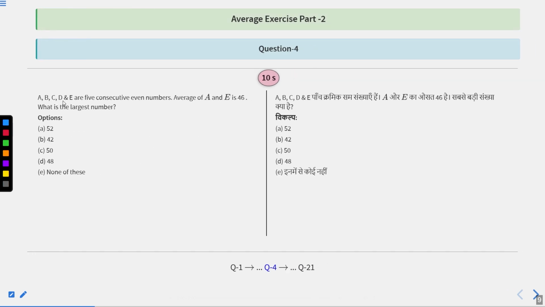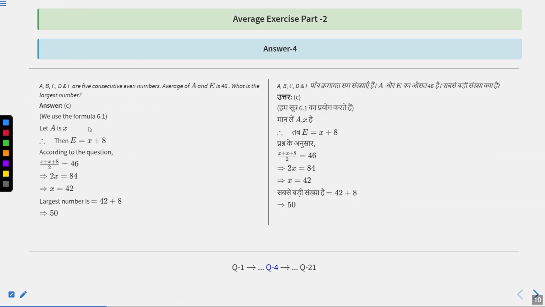A, B, C, D and E are 5 consecutive even numbers. The average of A and E is 46. What is the largest number? You have 5 options and 10 seconds to analyze the question. Your time starts now. Time's up. Let's see the solution.